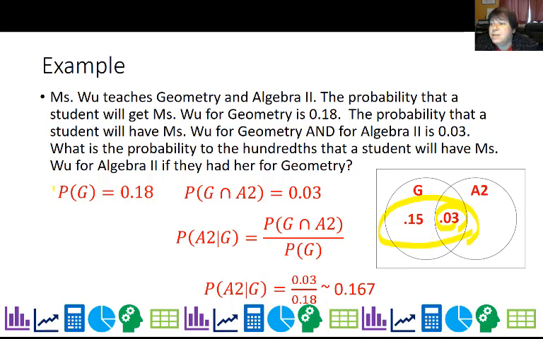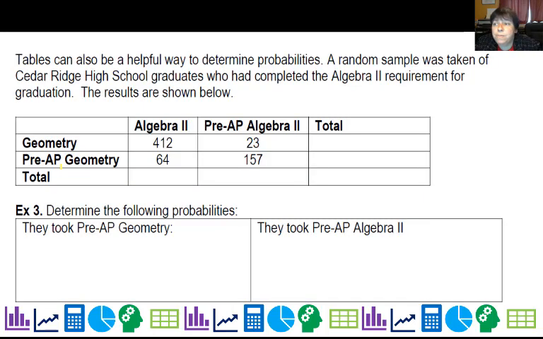Okay. Tables are also really helpful for solving probability problems, especially conditional. So we're going to determine the probability that we looked at some Cedar Ridge High School graduates who had completed the Algebra 2 requirement for graduation. And here are the results. And we're going to look at the following probabilities. Let's say, what's the probability these graduates took pre-AP geometry?